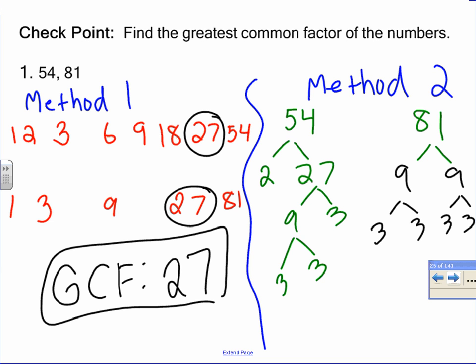Okay. GCF, you want to circle the prime numbers that they have in common. So, what prime numbers do they have in common? Briar? How many? Okay, how many 3s do they have in common? GCF, what do they have in common? How many on each side do they have in common? Good. 1, 2, 3. 1, 2, 3.